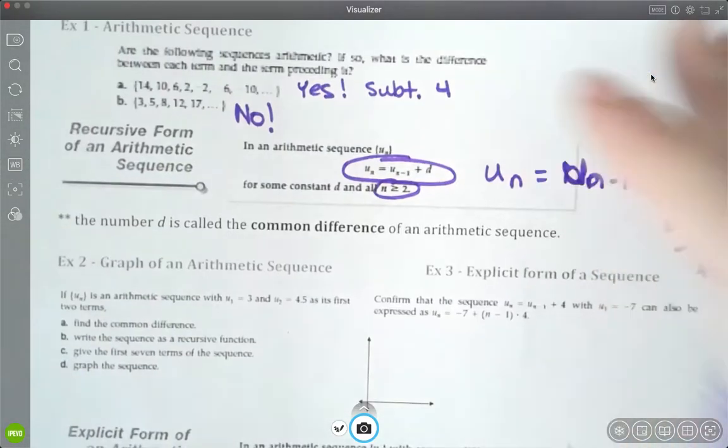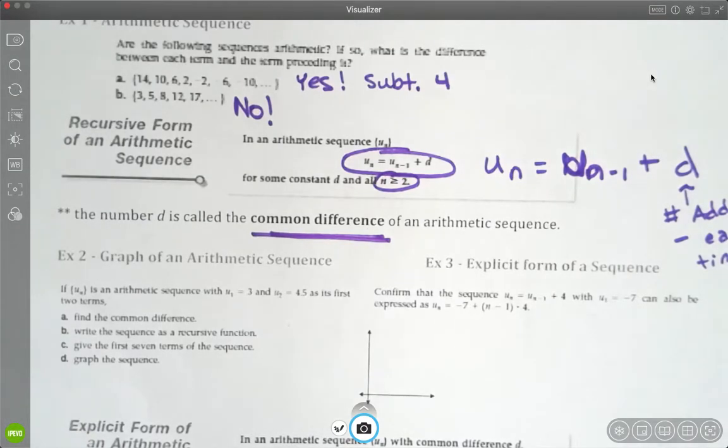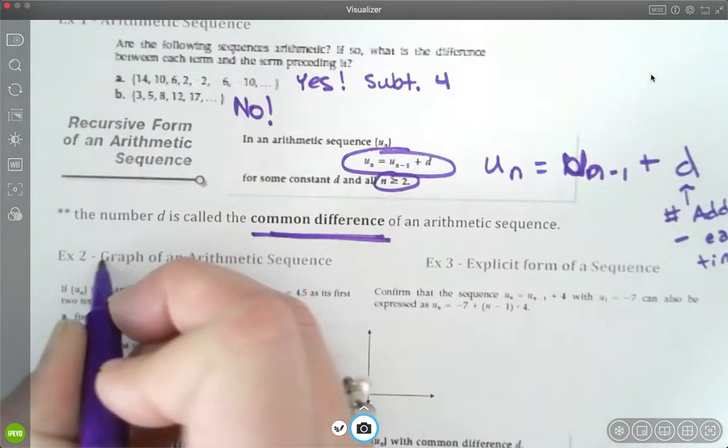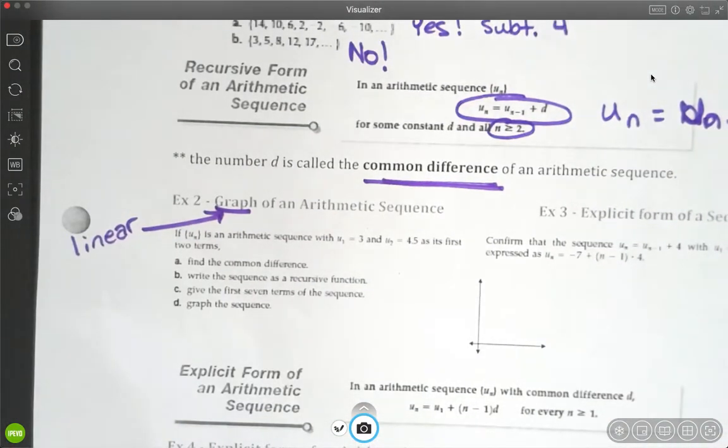So D is called the common difference. That's what you're adding or subtracting each time. So if they use that terminology, there it is, okay? All right, so graphing an arithmetic sequence. We've talked about this before. What does a graph of an arithmetic sequence look like? It is linear. Okay, it looks like a straight line. Always, if you're doing an arithmetic sequence, you're adding the same number each time. It looks like a linear function.